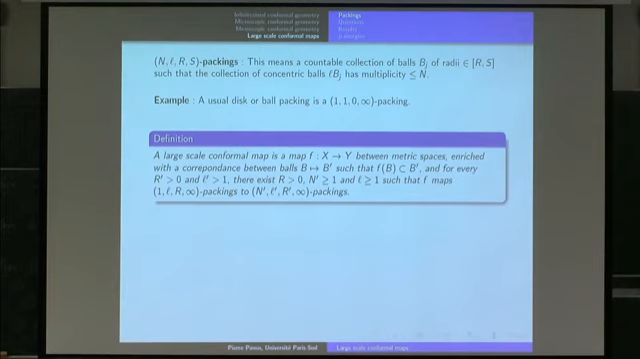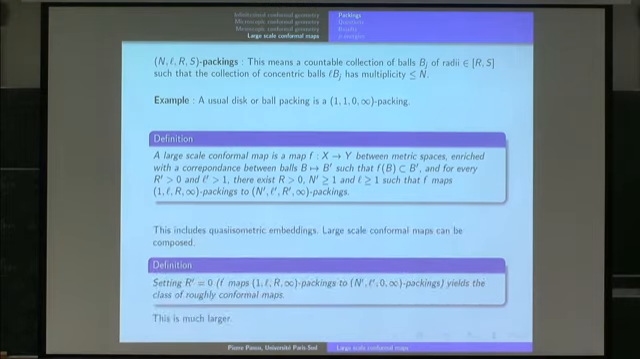So the kind of maps that satisfy these assumptions are quasi-isometric embeddings of spaces, one space to another. And the definition is designed so that the composition of 2 large-scale conformal maps is again a large-scale conformal map. So this definition, by construction, is a quasi-isometry invariant.